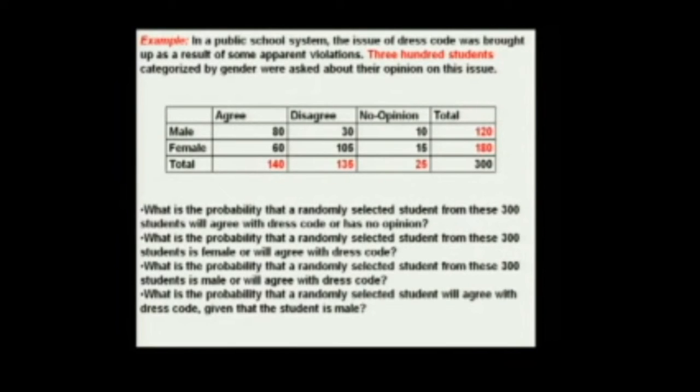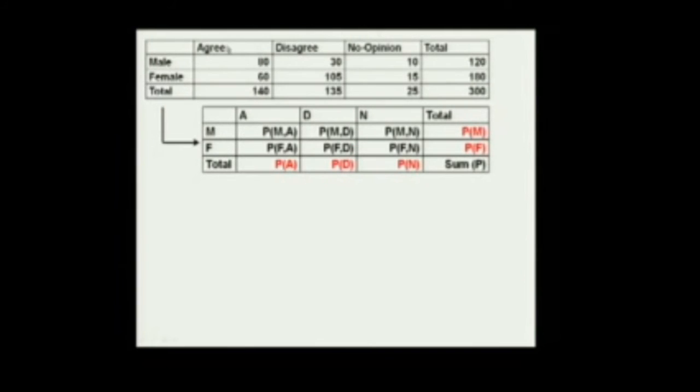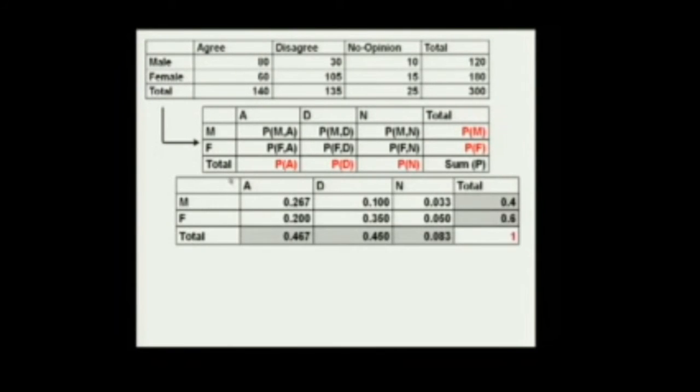What's the probability that a randomly selected student from these 300 students will agree with the dress code or has no opinion? That's either or. And so on, as you can see on the screen. Let's take some of these probabilities. First, we convert the table into a probability table. And here is the definition of the different probabilities as we did before. And very similar to what we did before, we can convert the contingency frequency table into a relative frequency or probability table, just the same way as we did before.